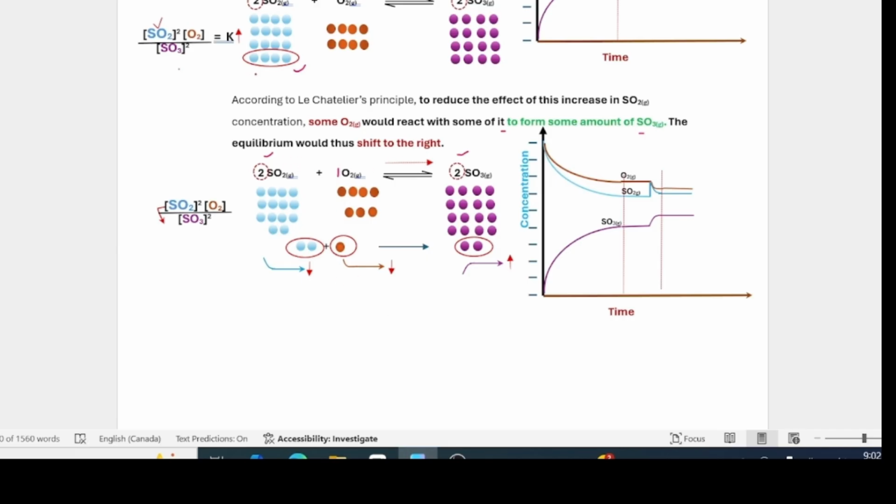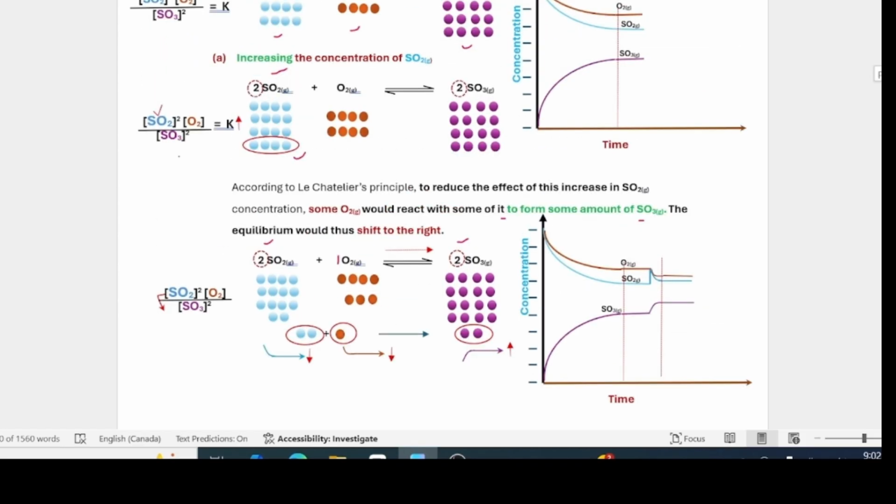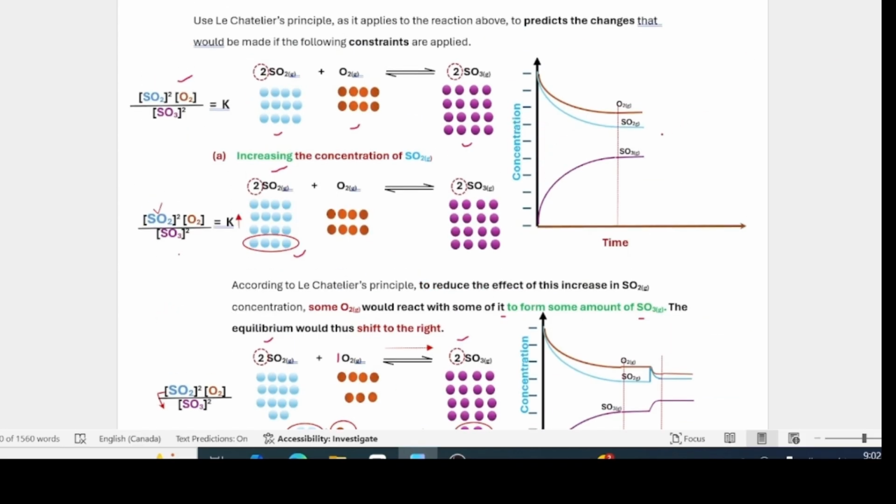So you're showing here how we have increased the sulfur dioxide concentration and how to shift the equilibrium to the right, some amount of oxygen is reacting with some amount of sulfur dioxide to give you some sulfur trioxide. The equilibrium shifts to the right. Of course, these were the initial concentrations at equilibrium.